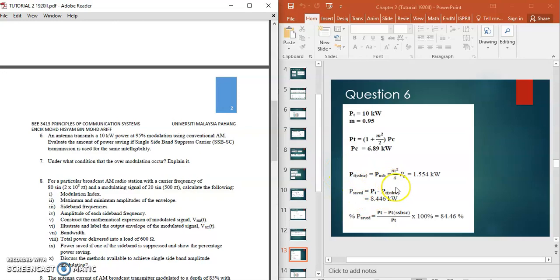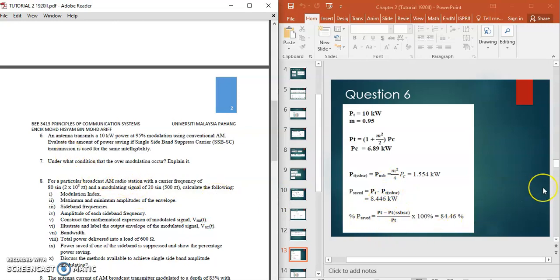Remember what we are concerned with right now. Double sideband uses a lot of power because you have power transmitted, power in the upper sideband, and power in the lower sideband. With single sideband, SSB, we reduce the power, because suppressed carrier means the carrier does not appear. So you can see this direct formula for question 6.